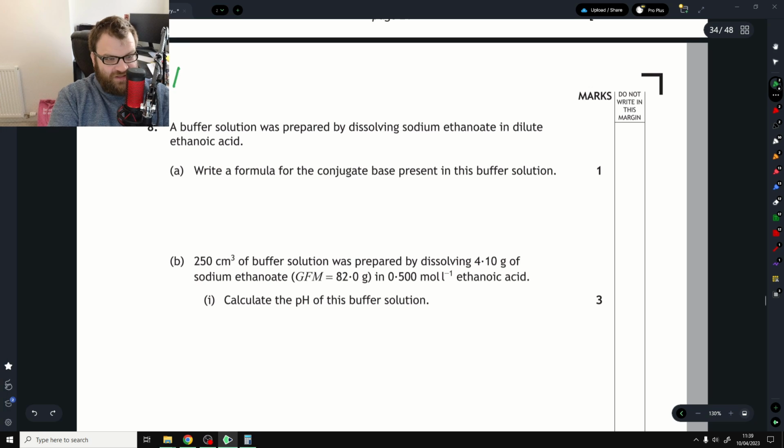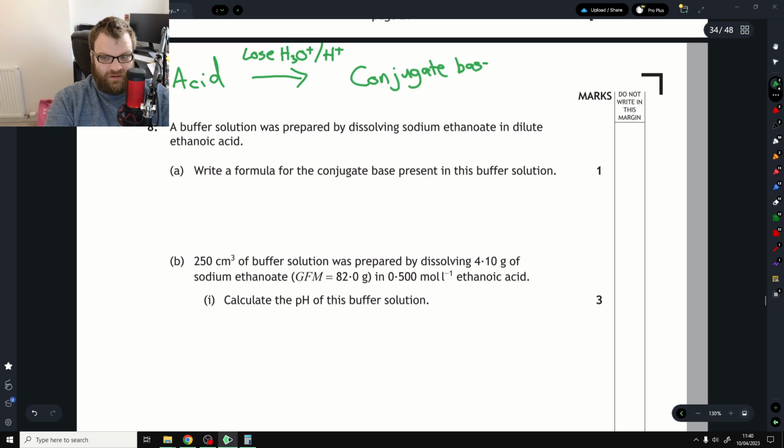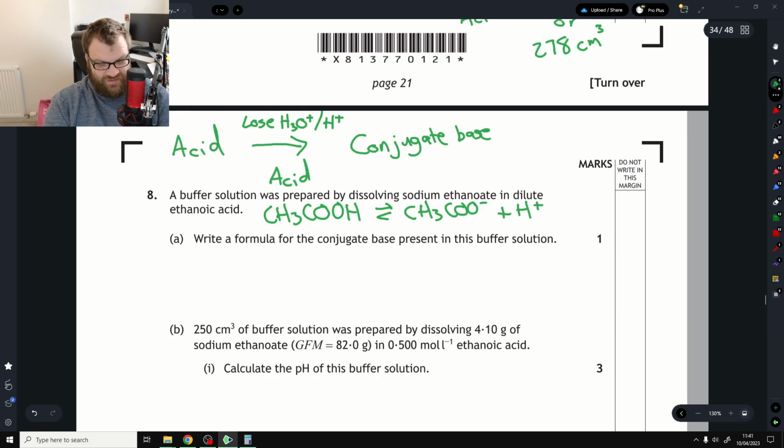In this one, we're asked about our conjugate base. Our acid is going to lose H plus or H3O plus. That's then going to form our conjugate base. So when it reacts, or when it gives up its H pluses, it's going to become our conjugate base. We're starting off with our ethanoic acid, which would be CH3COOH. That's then going to dissociate into CH3COO negative plus our H plus. So we have our acid, we have our conjugate base. That means that our conjugate base is CH3COO negative, or the ethanoate.